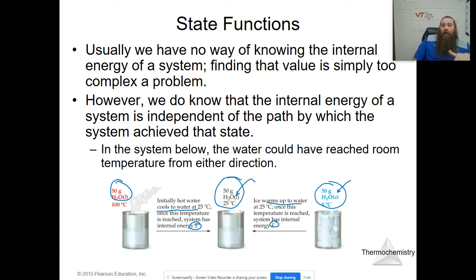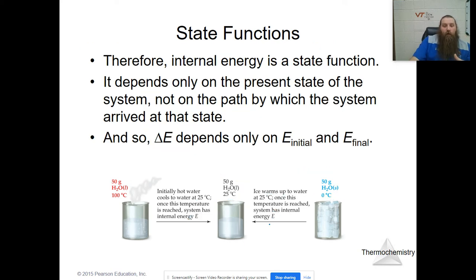So since it doesn't matter the path that it got there, that is something that we call a state function, right? Internal energy is a state function. It is not path dependent. All right, what do I mean by path dependent? Okay, well, check this out. Altitude and distance traveled up a mountain is a great example of the difference between a path-related function and a state function.